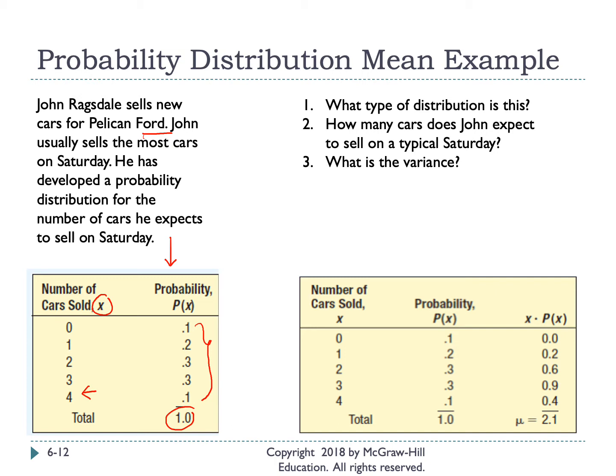Let's look at the questions. The first question: what type of distribution is this? For distributions you have two types: the first is discrete, and the second is continuous. When you talk about the number of cars sold, does it belong to discrete or continuous? You know that discrete is the result of counting. You can count 1 car, 2 cars, 3 cars, and so on. So definitely the number of cars belongs to discrete.